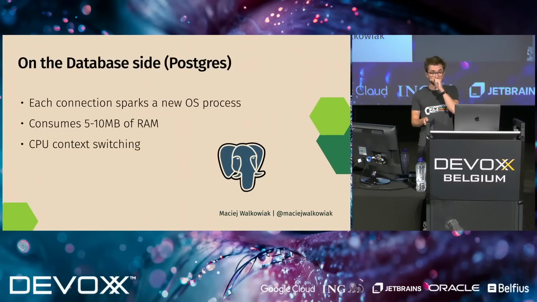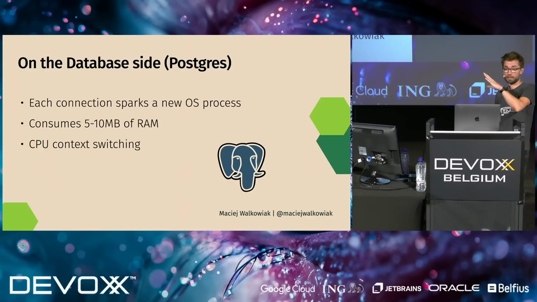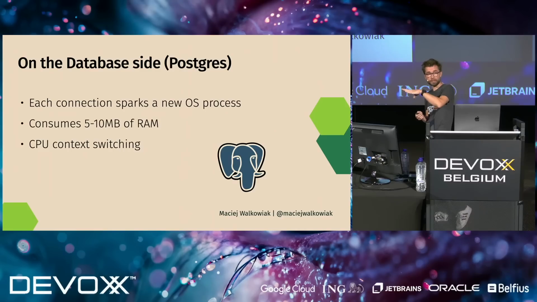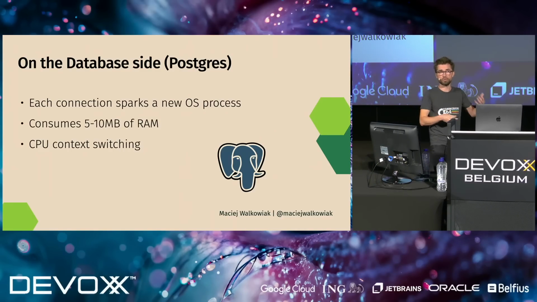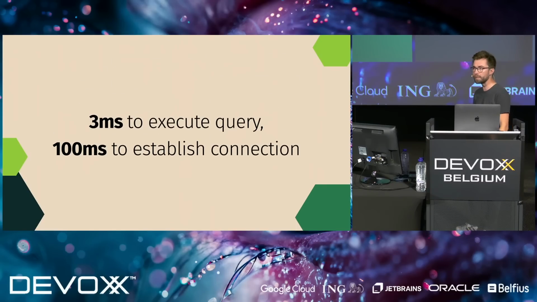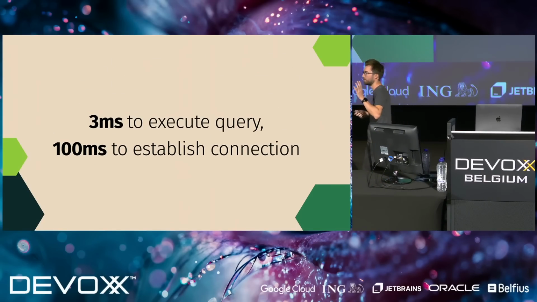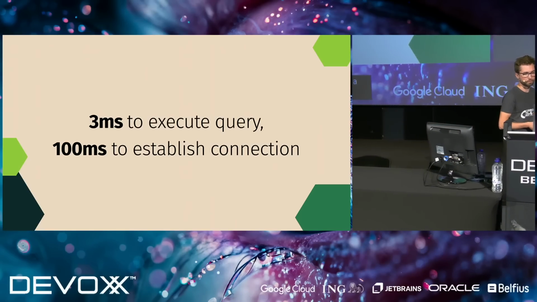On the database side, it's also quite expensive. In terms of Postgres, each of these connections creates a new operating system process that takes some RAM. And if we have many of these processes running, then the Postgres server has to switch context between them. So it's also heavy on the database side to have all of these connections constantly opened and closed. So we can very easily end up in a situation where we have a relatively fast query, but it takes 100 milliseconds to establish the connection.